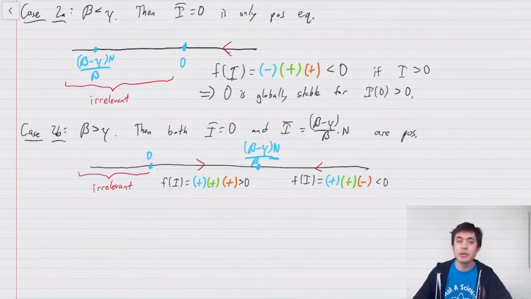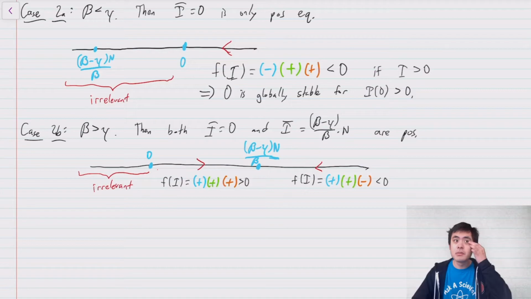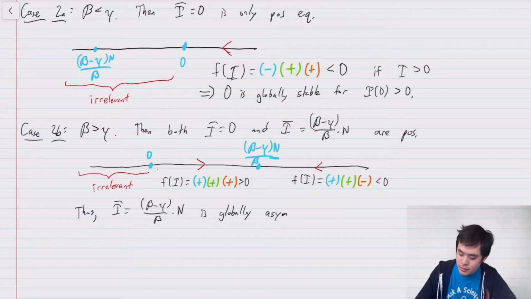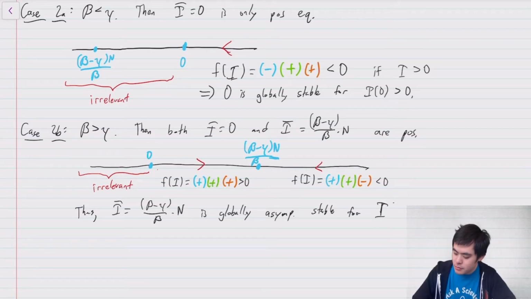And because we end up with those arrows, this implies that the positive equilibrium, I bar equal to (beta minus gamma) over beta times N, is globally asymptotically stable for I of 0 greater than 0.